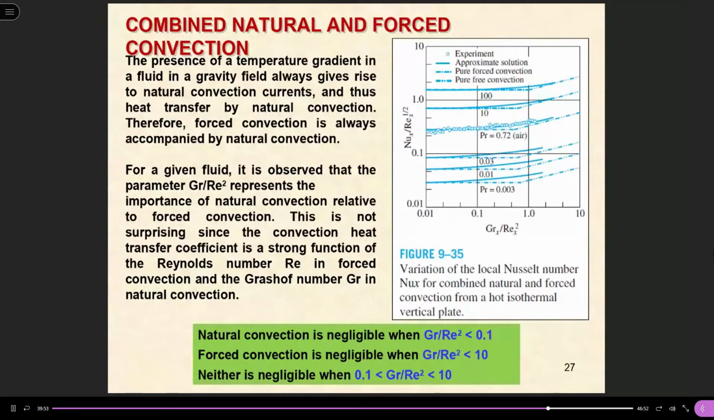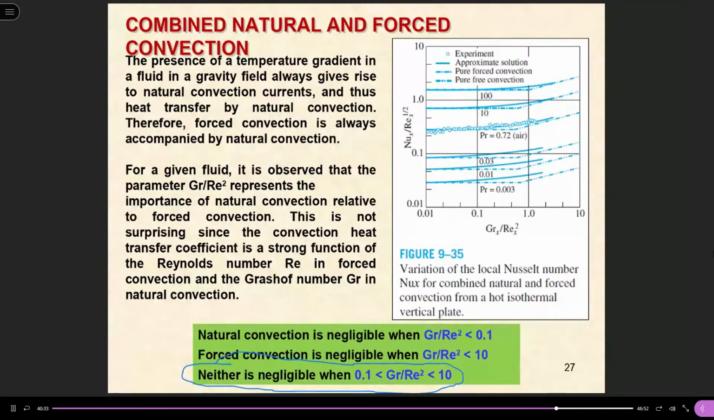And earlier I mentioned combined natural and forced convection, for the case when neither is negligible. So far we have learned forced convection. When the velocity is high, you can ignore the natural convection effect, or the other way around. But in some cases, you have to consider both, and that is something I'll go on to teach in the future. There are equations available.